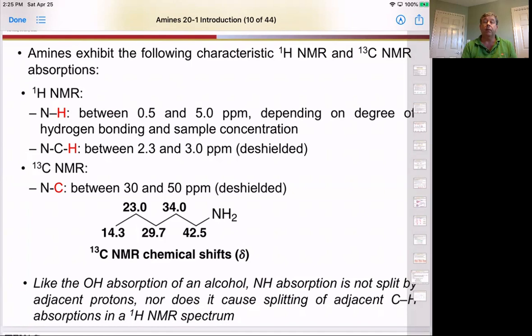And likewise in carbon NMR, we will see the nitrogen, through its electron-withdrawing effect, chemically shift the carbon higher, into the 40 to 50 range. And then as we move away from the nitrogen, that effect gets lower and lower. And just like in an alcohol system, if you add deuterium to the system, that hydrogen will slowly exchange with the solvent and go away. In addition, just like in oxygen, the hydrogen on nitrogen does not split adjacent hydrogens in proton NMR.